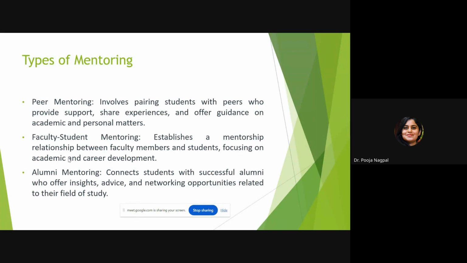Some kind of form, a proforma, is prepared, and students are supposed to fill that proforma, and there is discussion of problems. That is the faculty student mentoring system.